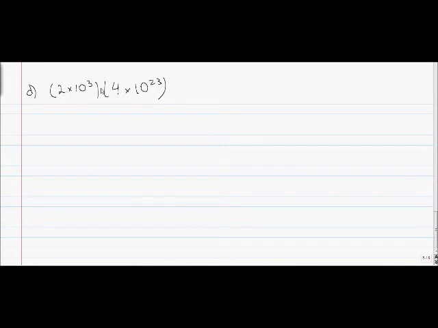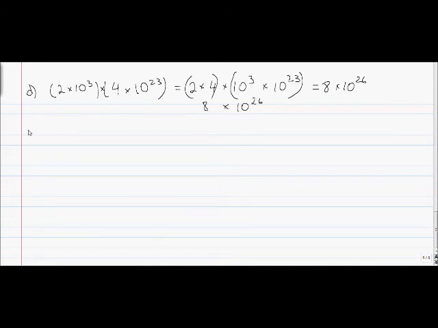So this is exactly the same type of problem as we did before. We just combine numbers together. In this case, we combine 2 and 4, and we combine 10 to the third and 10 to the 23rd. You can use parentheses if you like. So 2 times 4 gives us 8 times 10, and it comes down to just addition of exponents, just because it's multiplication of the same bases. So 3 plus 23, the answer is 26. So the answer is 8 times 10 to the 26.